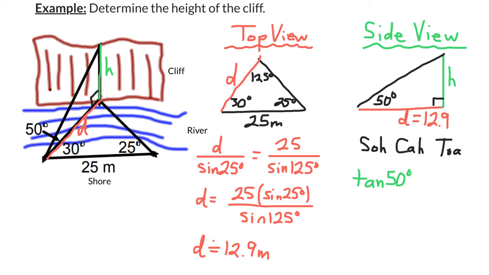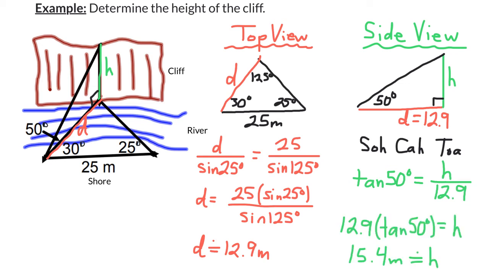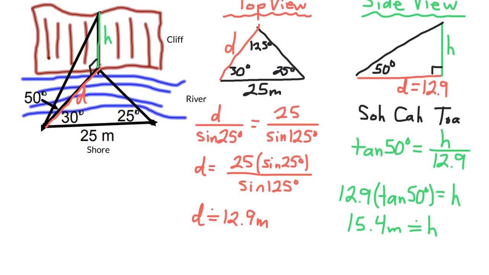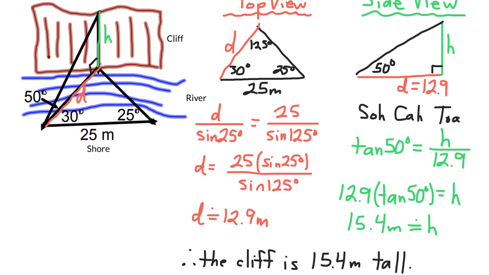So the tangent is equal to the opposite, which I've labeled as H, over the adjacent, which is 12.9. So I isolate for H, and I solve for H, getting an answer of 15.4 meters. So to answer this question, I would say, therefore the cliff is 15.4 meters tall.